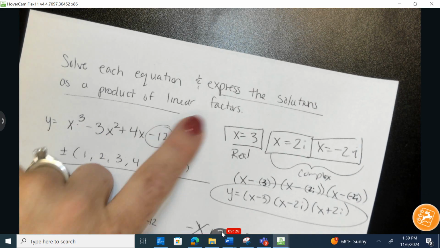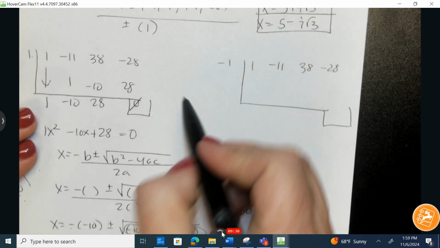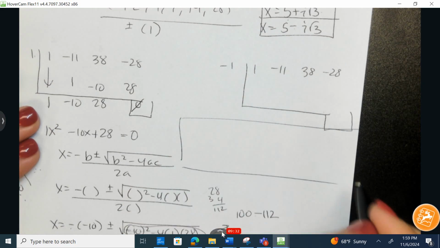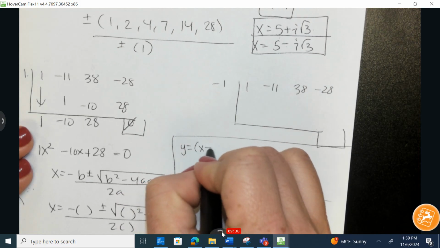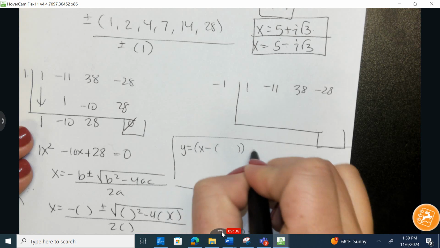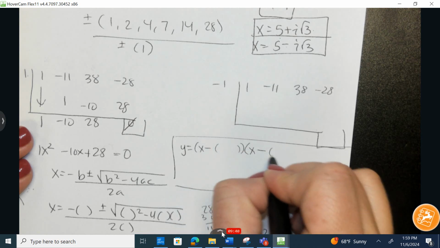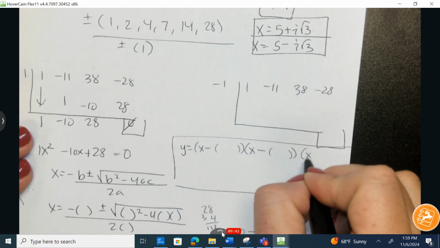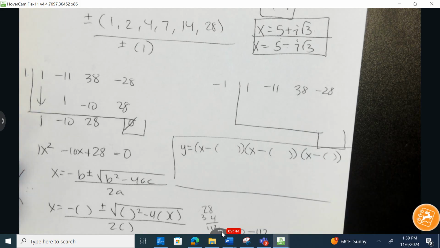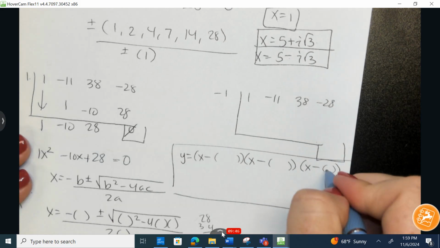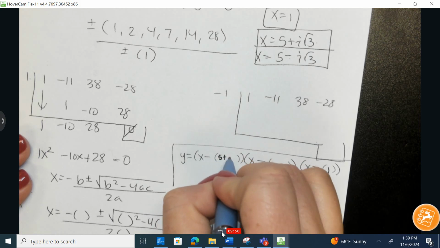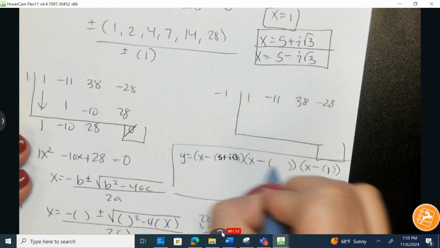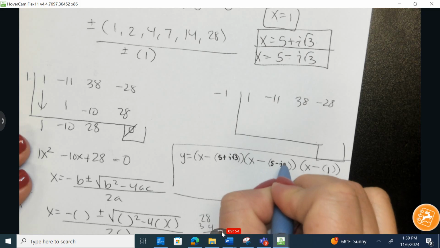Then we were asked to write the solutions as a product of linear factors. So to do that, let's see, I think I have space in here. I'm going to write y equals, and x subtract, and x subtract. So I'm going to drop in the 1 last. It doesn't matter if this goes in front or back. And then this is 5 plus i square root of 3 and 5 minus i square root of 3.